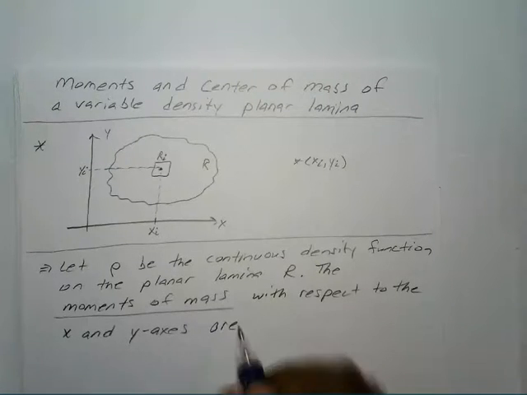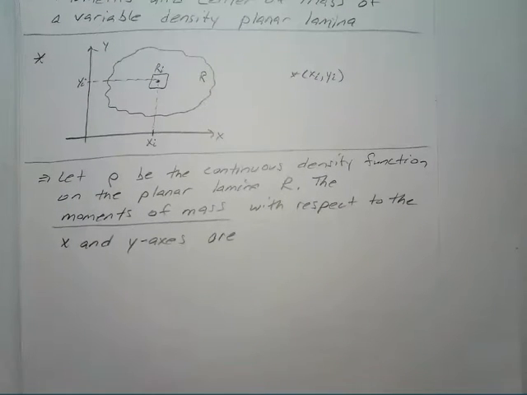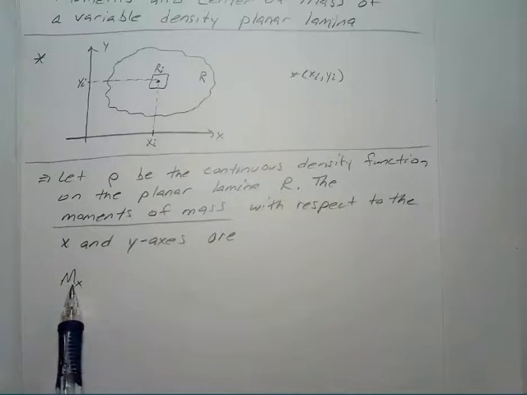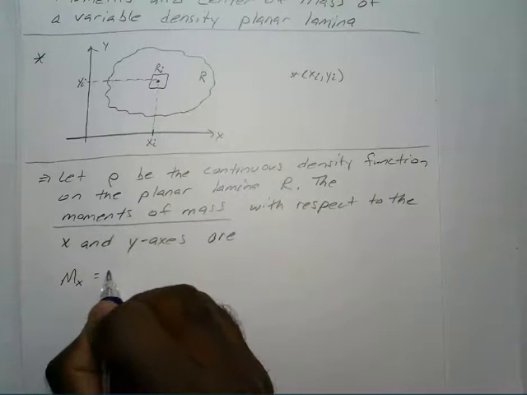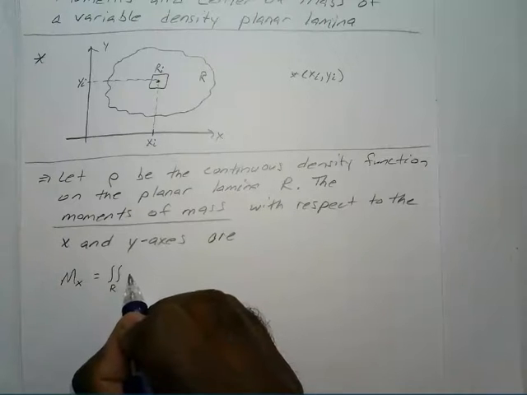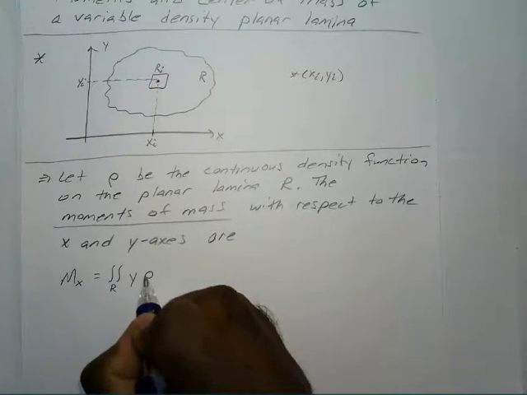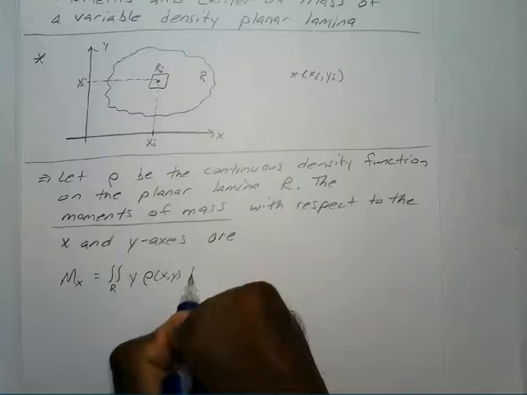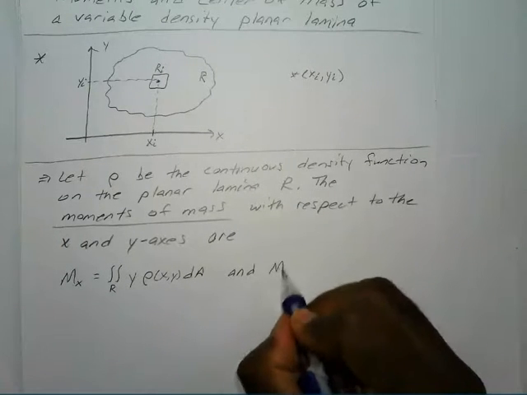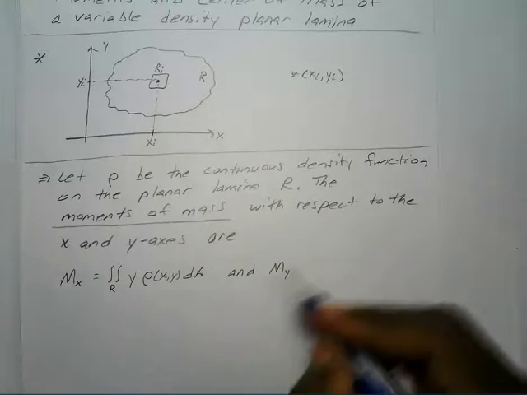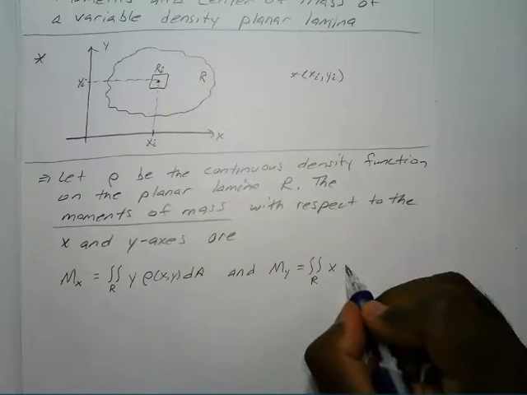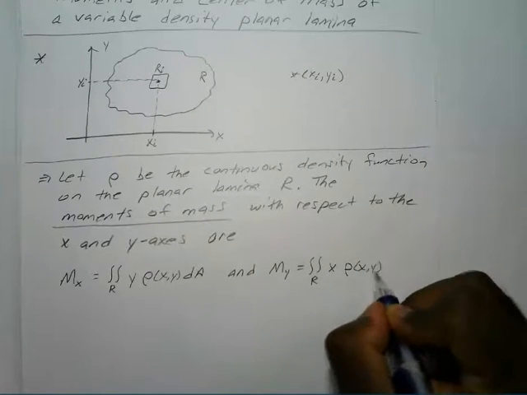Those will be denoted by an uppercase M with respect to x. So that's going to equal the double integral over our region of y times rho of x y with respect to the area. And our moment with respect to the y-axis is equal to the double integral of x times rho of x y with respect to the area.